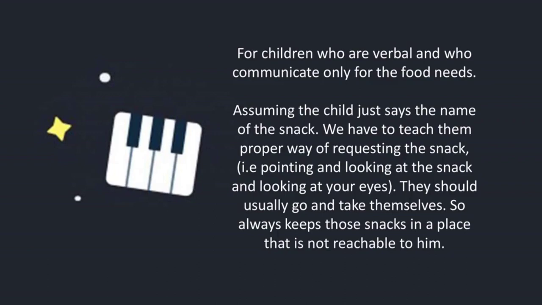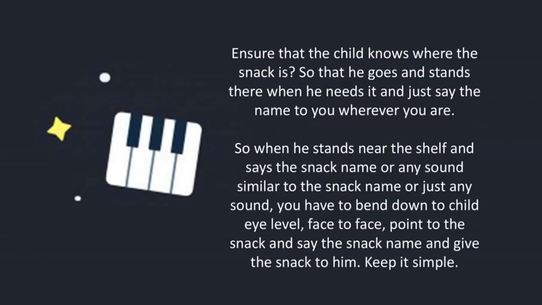Next, for children who are verbal and who communicate only for the food needs. Assuming the child just says the name of the snack, we have to teach them the proper way of requesting the snack. That is pointing and looking at the snack and looking at your eyes. They will usually go and take the snacks by themselves. So always keep those snacks in a place that is not reachable to them. Ensure that the child knows where the snack is, so that he goes and stands there when he needs it and just says the name to you wherever you are.